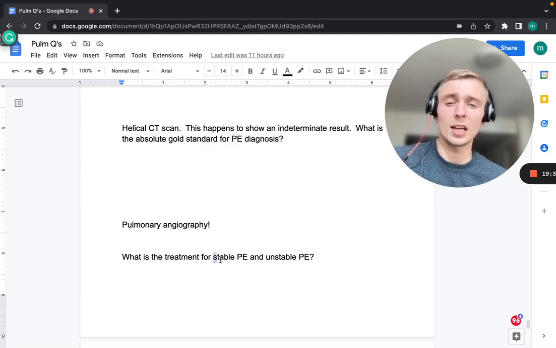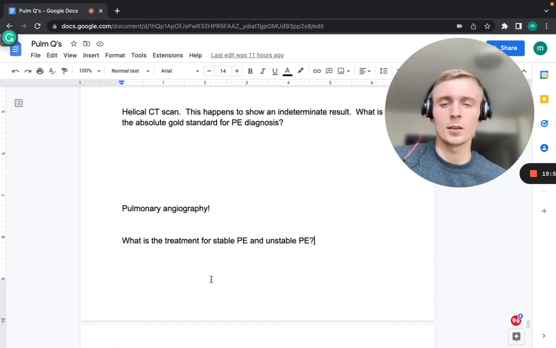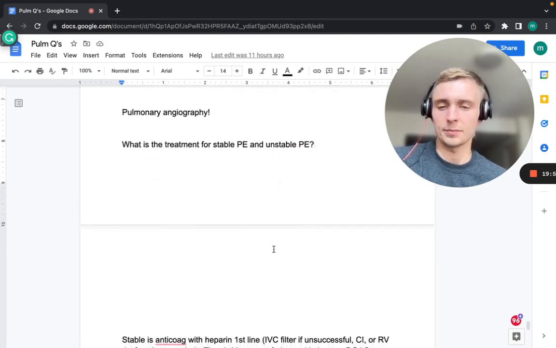What is the treatment for stable PE and unstable PE? Also, another note on that, they might ask what is the next best test? Helical CT is probably the next best test, but pulmonary angiography is the gold standard. So we have to know, are they stable or unstable? Are they hypotensive? Are they having other pathology going on? What is the treatment for these two conditions?